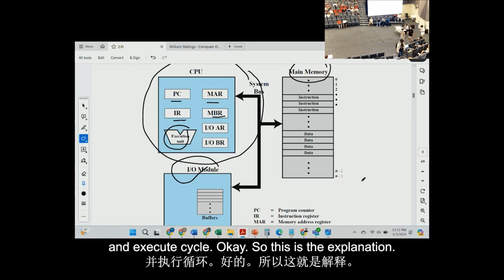In the next few slides, we're going to see the simple fetch and execute cycle.